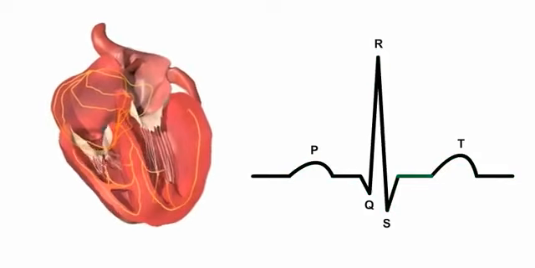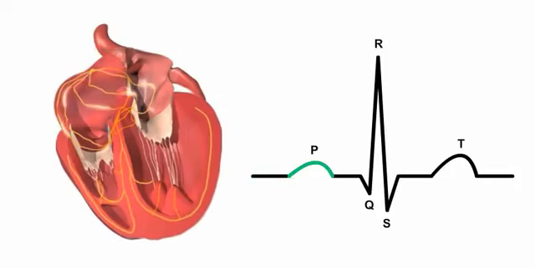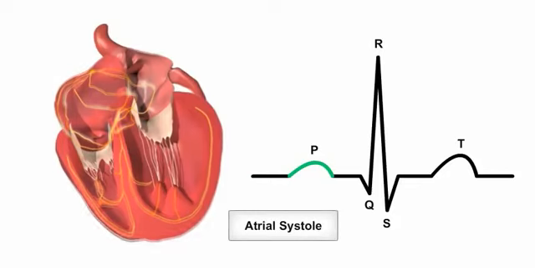In a normal heart, each beat begins in the right atrium with an action potential signal from the sinoatrial, or SA node, the heart's natural pacemaker. The signal spreads across both atria, causing the muscle cells to depolarize and contract, inducing a phase known as atrial systole. On the ECG, this atrial depolarization is represented by the P wave.